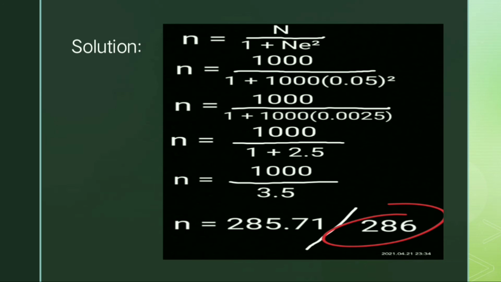So, 1,000 times 0.0025. Ang magiging sagot po natin is positive 2.5. So, ang magiging next step na po natin ay 1,000 over 1 plus 2.5. Pagpaplusin po natin yung ating nasa denominator, which is 1 plus 2.5. Ang magiging sagot po is 3.5.